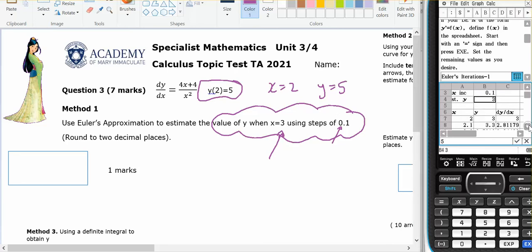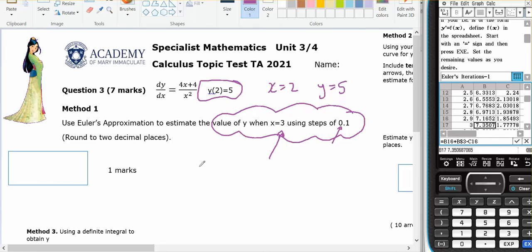And then I come down and find out when x equals 3 that y equals 7.3507, and to 2 decimal places, 7.35 is the estimate using Euler's approximation.